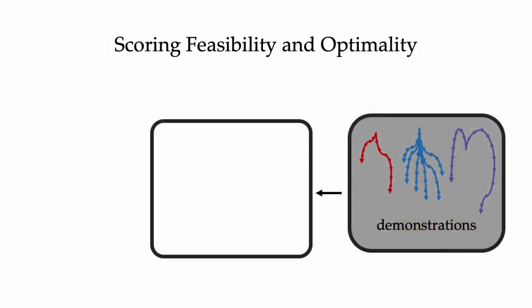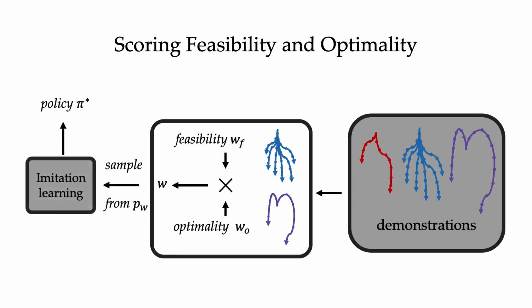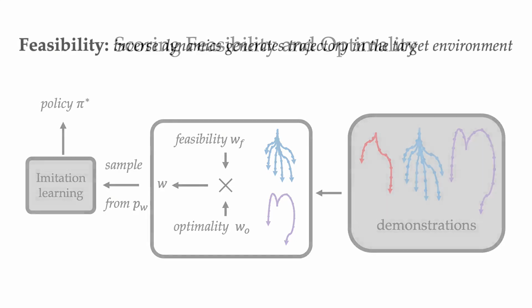Given the demonstrations, our feasibility score indicates the likelihood that a demonstration trajectory is achievable in the target environment, and we develop an optimality score that indicates the optimality of a trajectory. We then consider a final weight which is the product of feasibility and optimality, and sample demonstrations from the distribution defined by W to train any imitation learning algorithm and learn an optimal policy.